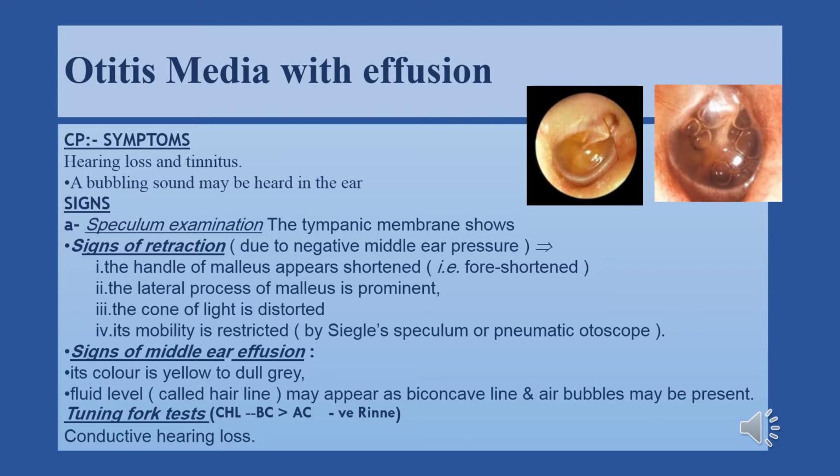In the middle ear, we can see effusion. The drum will be colored from yellow to dull gray. There will be a hairline appearance due to the fluid level in the middle ear, and we can also find air bubbles present in the middle ear. By examining the hearing using the tuning fork tests, we will find that the patient has conductive hearing loss.